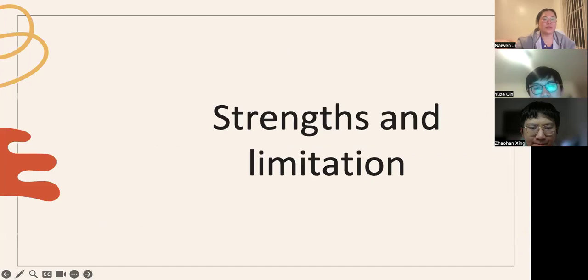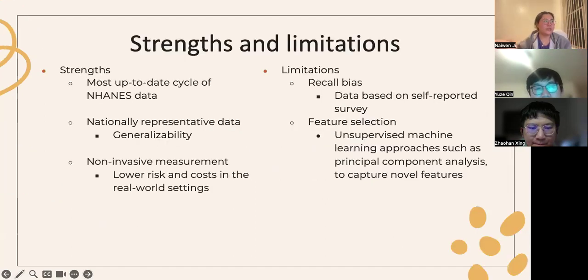Then I will talk about the strengths and limitations. We use the most up-to-date cycle of enhanced data, and since enhanced data is nationally representative, it gives a more generalizable result in the general US population. All of the features we include in our prediction model are non-invasive measurements, which provides low risk and low cost in real world settings.